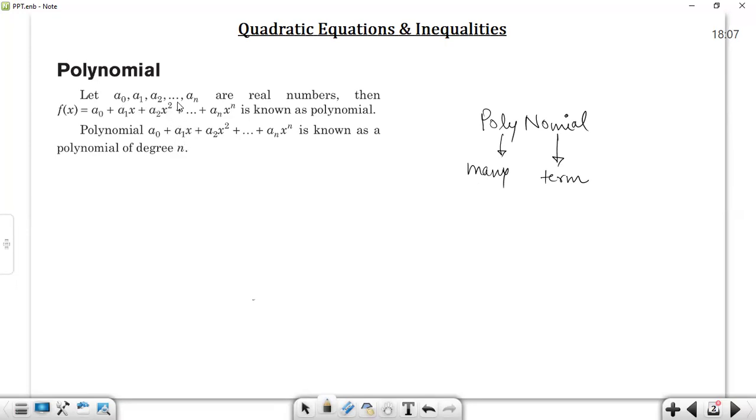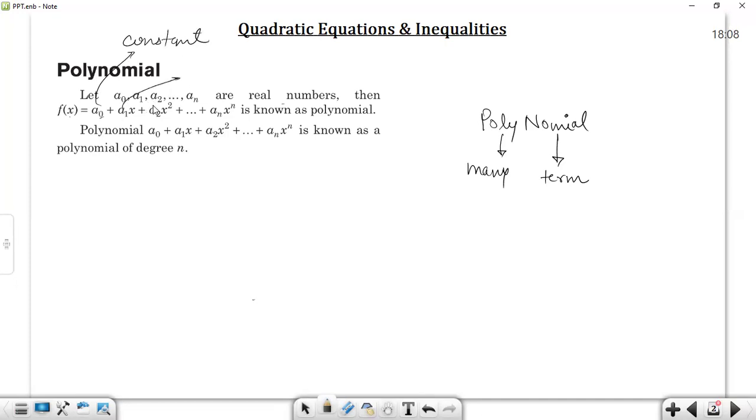So a0, a1, a2, and so on can be real numbers, represented by the letter a. Then f of x, function of x, where x is a variable here. X is not a constant. X is a variable, and the degree of x is progressively increasing. The constants are also multiplied with x, the variable. When a constant is free, with x to the power 0, it is independent, so we can call it a normal constant.